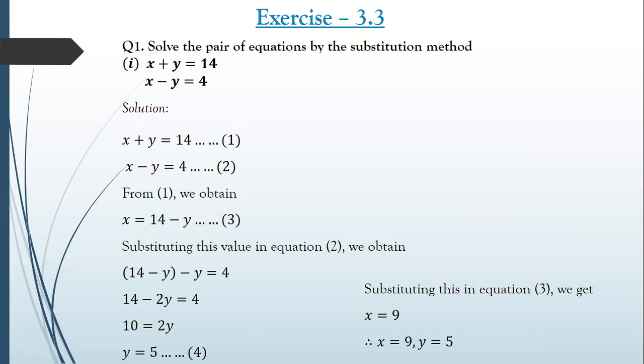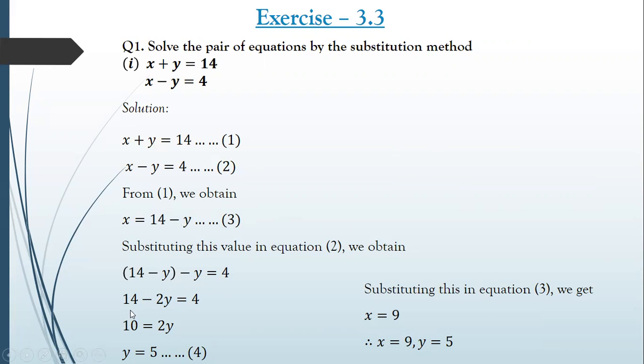Let us move on to exercise 3.3 to understand the method better. First question, we have to solve the pair of equations by substitution method: x plus y equal to 14 and x minus y equal to 4. So first we will take these two equations and number them as 1 and 2. Then from equation 1, we obtain that x equal to 14 minus y. We can substitute for either x or y, that is up to us. Now substituting this value of equation 3 in equation 2, instead of x, we are going to write 14 minus y, so 14 minus y minus y equal to 4.